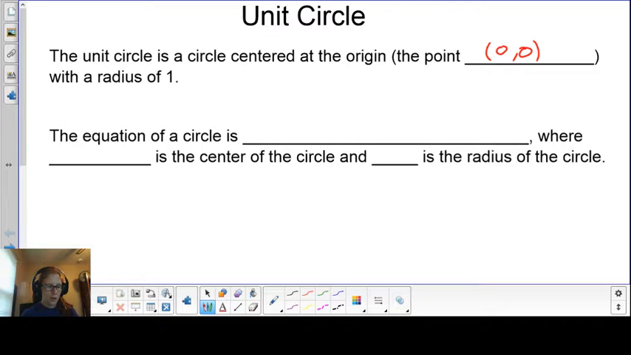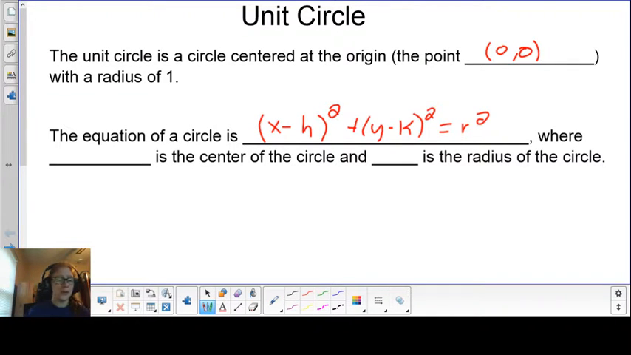Well, the equation of a basic, just any old circle, is x minus h quantity squared plus y minus k quantity squared equals r squared. And that is the general form that we learned last year. And we talked about how h comma k was the center of the circle. I'm going to fix that k because it's a little meh.